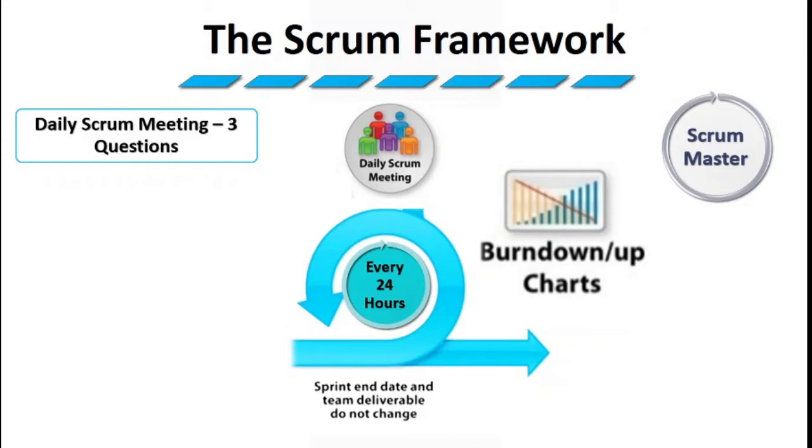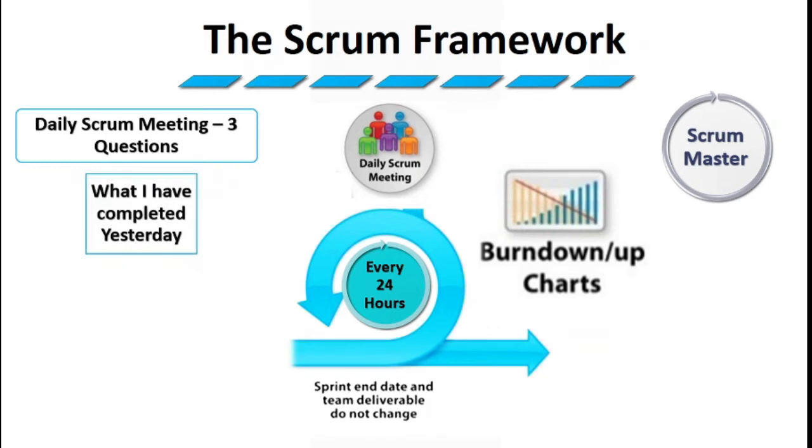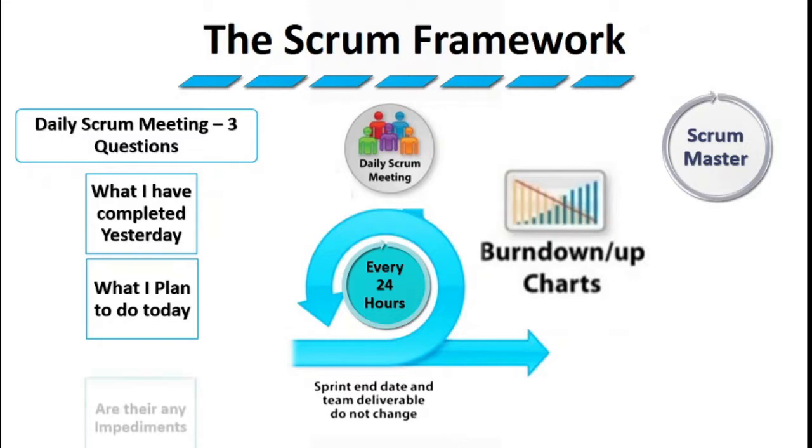So during the sprint, the Scrum Master usually asks three questions to each of the team members: what I have completed yesterday, what I'm going to plan today, and are there any impediments in your way? These are the three questions that are asked through every sprint, after every 24 hours. And then the team also shows a burn down chart to track their progress.